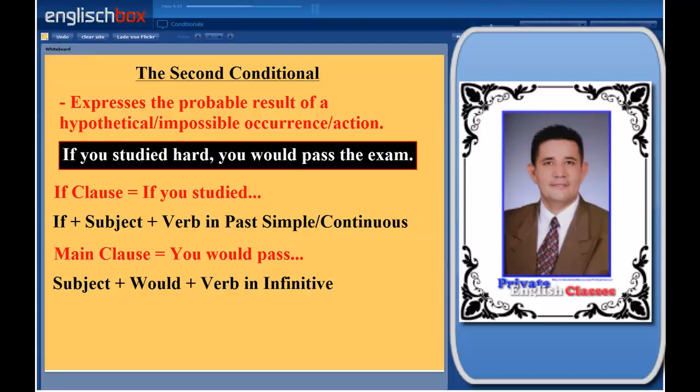If we look at the structure, we have the if clause. This is if plus the subject plus the verb in the past tense. Could be past simple or past continuous. So if you studied. And then we have the main clause, and this is the subject, followed by would, and followed by the verb in infinitive. So that's the second conditional.